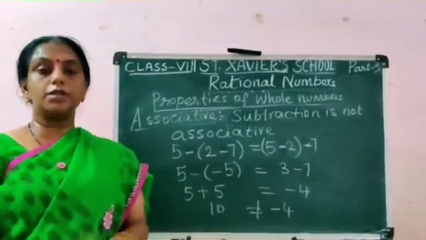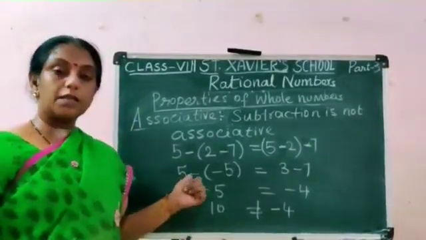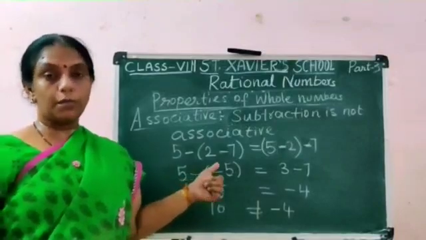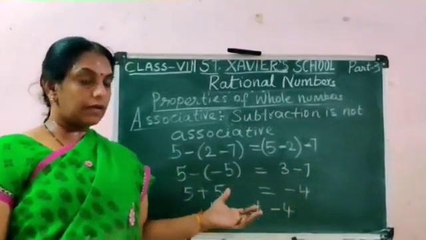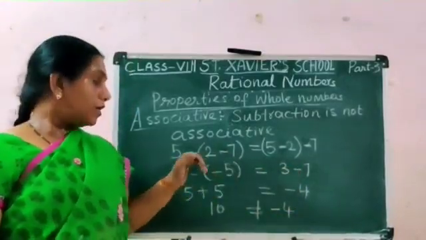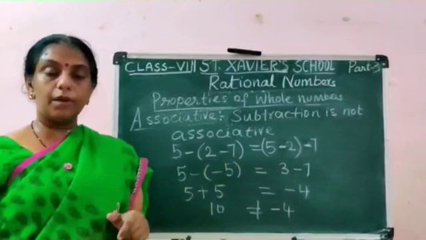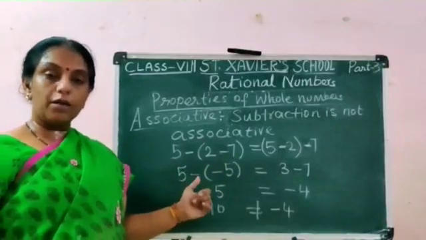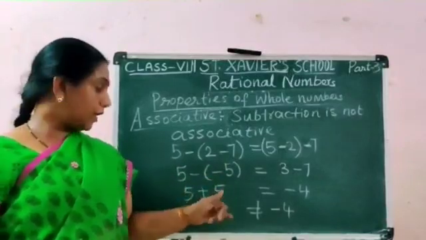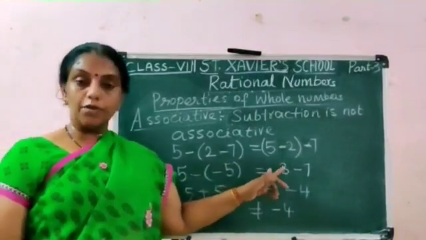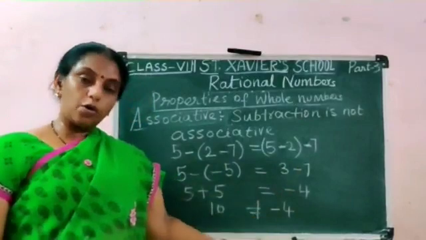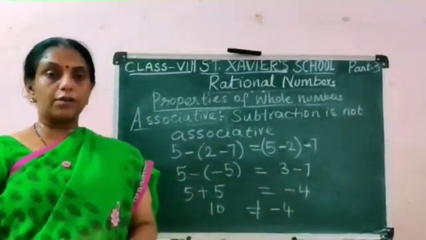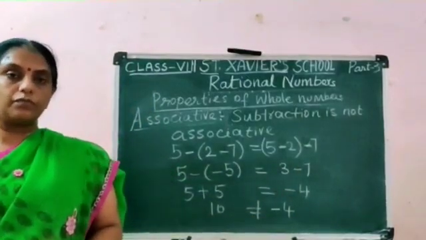Subtraction. Subtraction is not associative. I have given an example for that. 5 minus (2 minus 7) is compared with (5 minus 2) minus 7. Here it is grouped in a different way. So 2 minus 7 will become minus 5. So 5 minus of minus 5 will become 5 plus 5, that is equal to 10. On the other side, 5 minus 2 is 3. 3 minus 7 will become minus 4. 10 is not equal to minus 4. Therefore, subtraction is not associative.